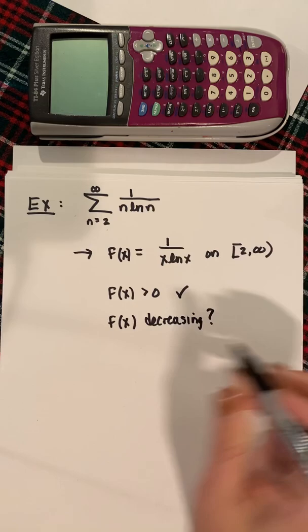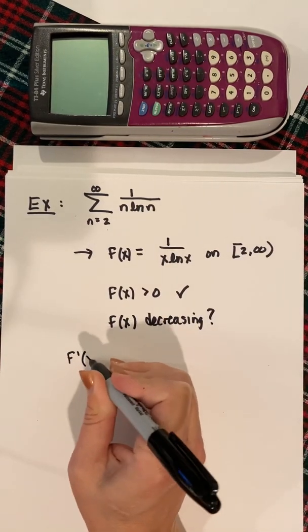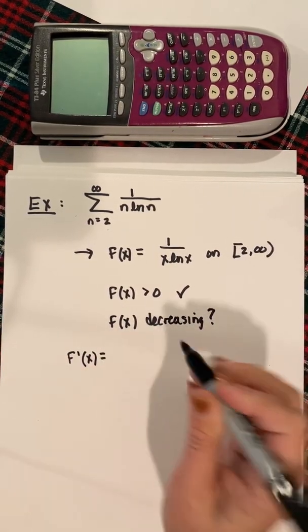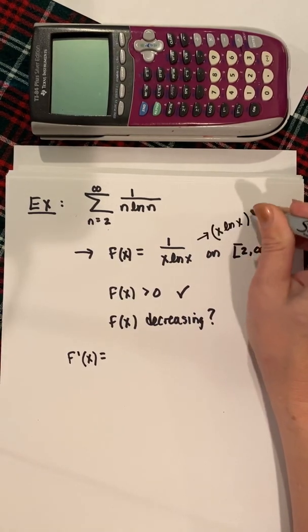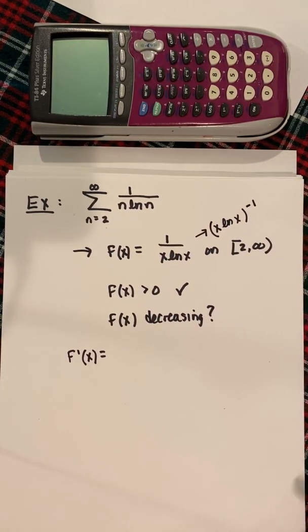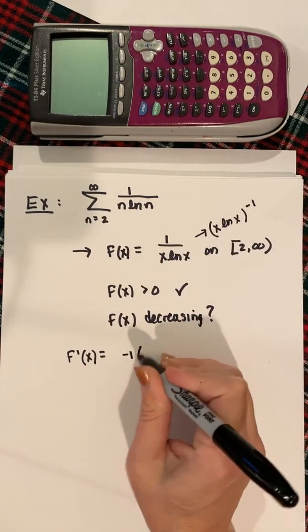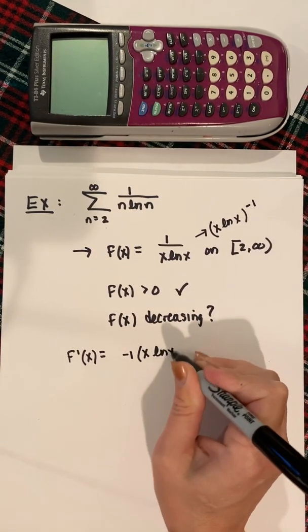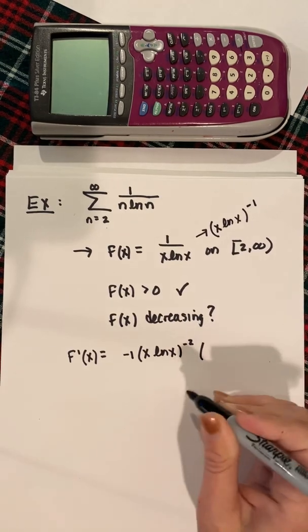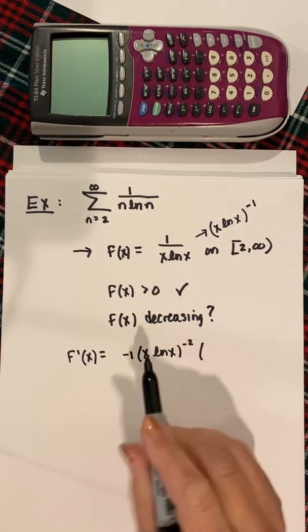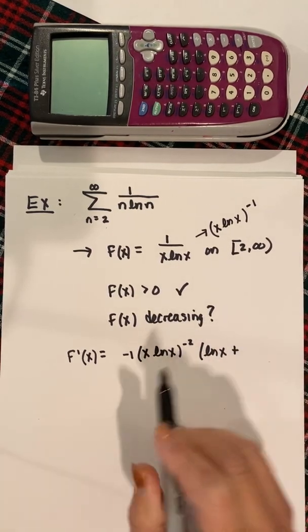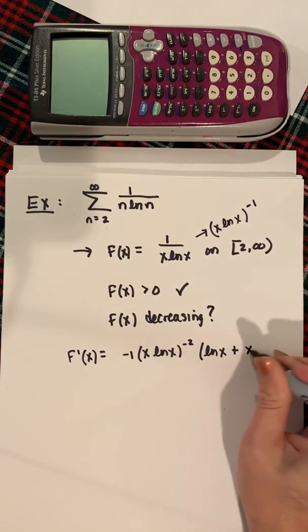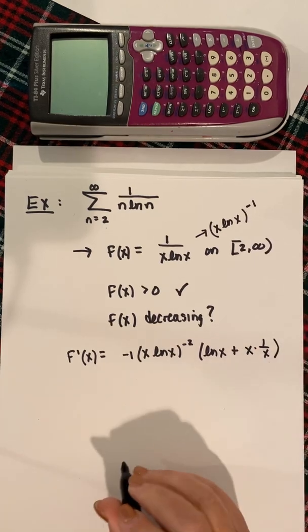Oh boy, well, let's take a look at the derivative. The derivative is going to be, I'm going to think of this as x natural log of x to the negative 1 power, and then just use the chain rule. So it's going to be negative 1 times x natural log of x to the negative 2 times the derivative of what's inside. The derivative of what's inside is the derivative of the first, which is 1, times the second, plus the first, which is x, times the derivative of that.